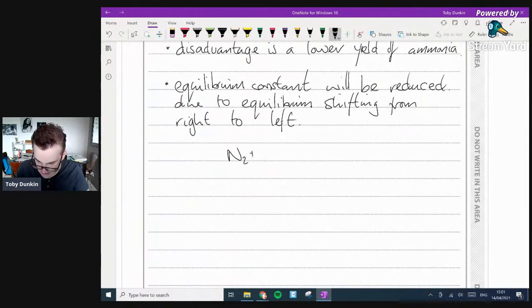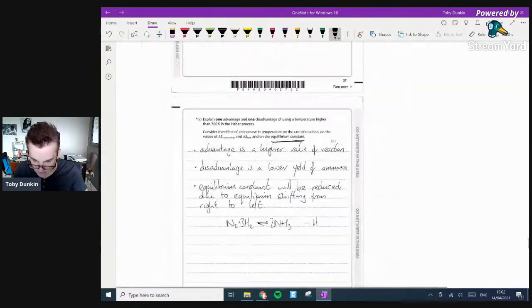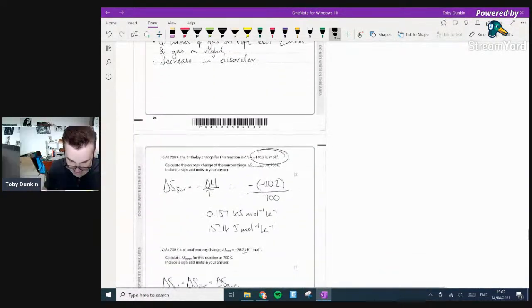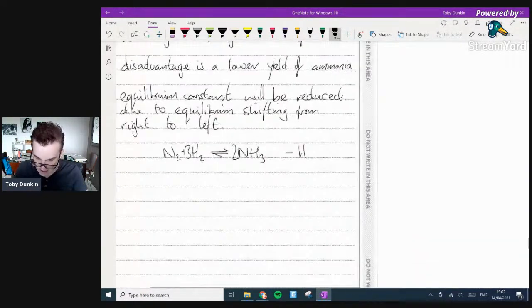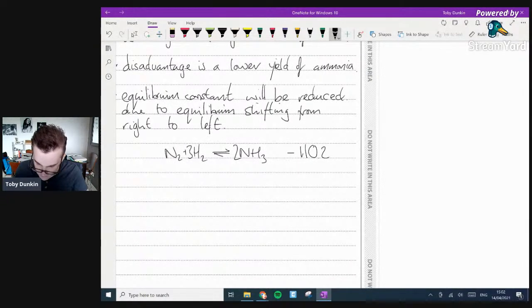They're telling us that this equation, by the way, I wouldn't write this down in my exam because it's a waste of time really at this point. But it's just nice for me to remind you of how I'm doing this. This is actually coming out of equilibrium at ΔH minus 110.2. So it's telling us that the forward reaction is exothermic.